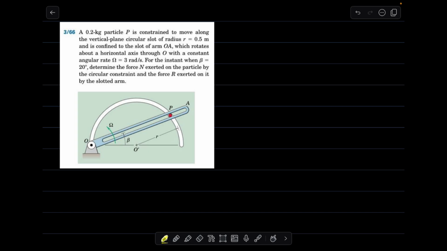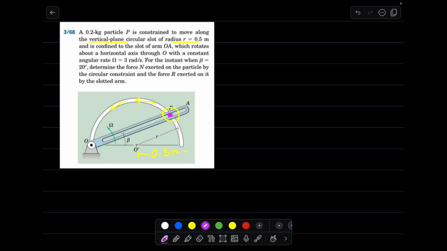A 0.2 kilogram particle P is constrained to move along the vertical plane. You can see this particle P is moving in a vertical plane, in a circular slot. This is a circular slot, and the radius r given to us is 0.05 meter, and the particle is confined to the slot of arm OA.